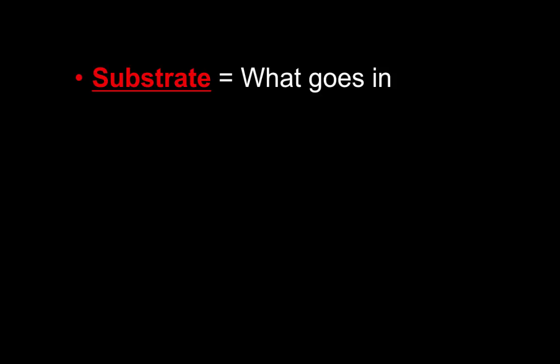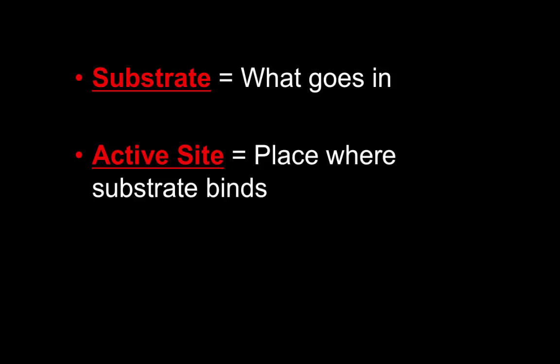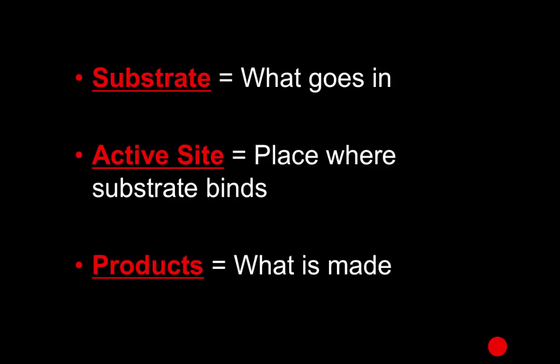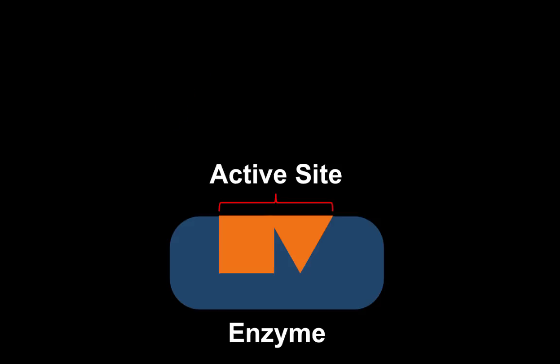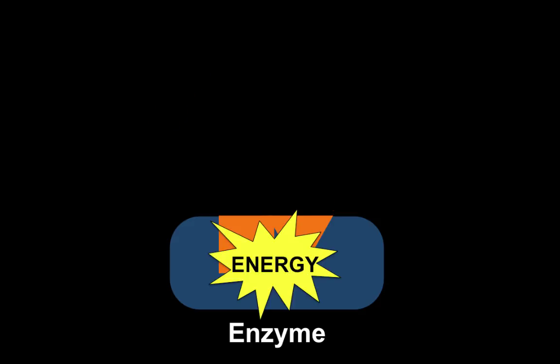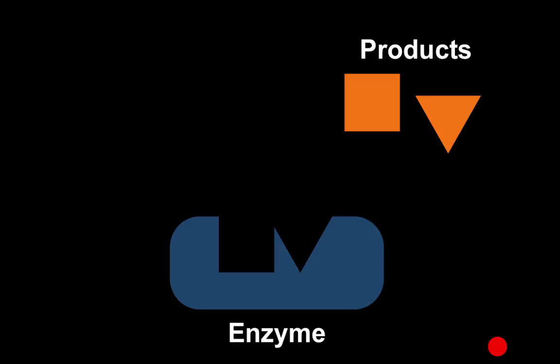The substrate is what goes into an enzyme reaction. It binds at the active site on the enzyme, and then the enzyme will create products. And remember, we can either break apart a substrate or put substrates together. So here's my enzyme and the substrate. It's going to fit into this active site because of the shape. We're going to add a little bit of energy with ATP, and then it's going to create products.